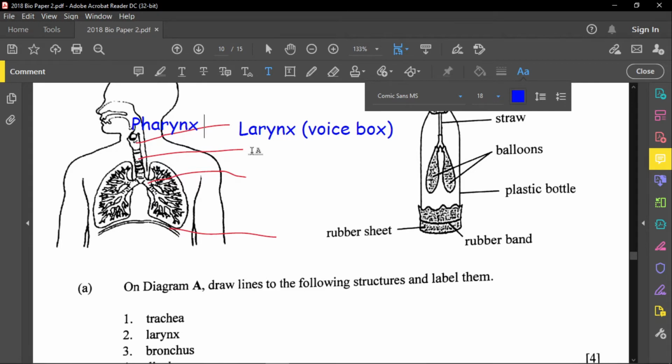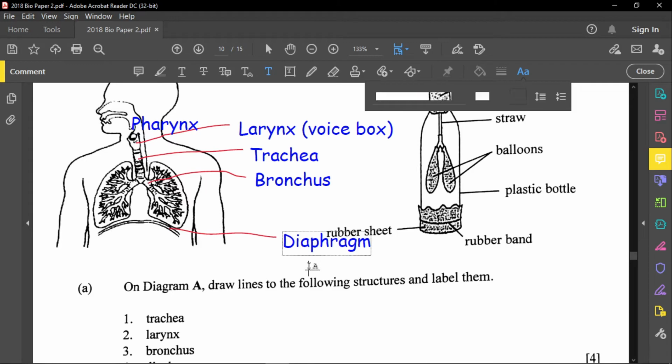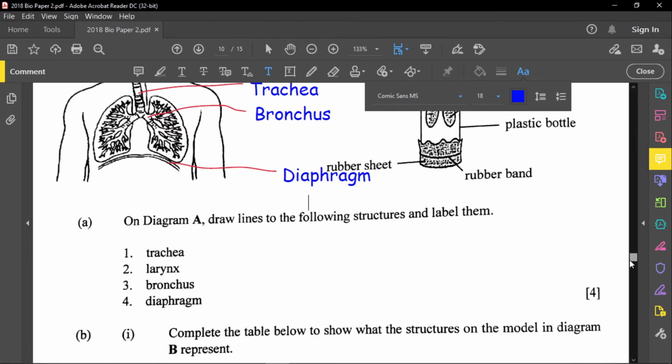And now we have our trachea here. The trachea contains rings of cartilage, and the rings of cartilage help prevent the trachea from collapsing when you're swallowing food. And the bronchus is one of the branches coming from the trachea. So this is the bronchus. And then the last structure down here is the diaphragm. All right, so now we have those structures labeled.